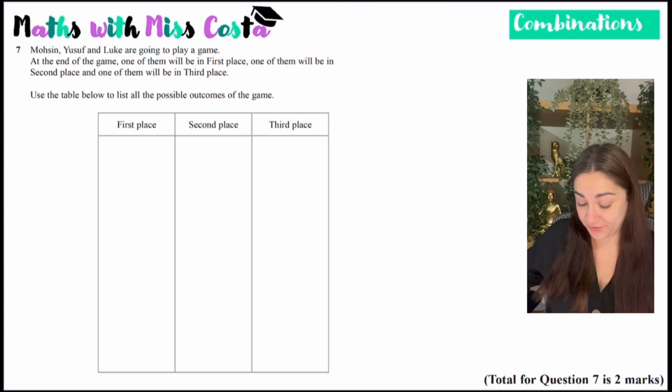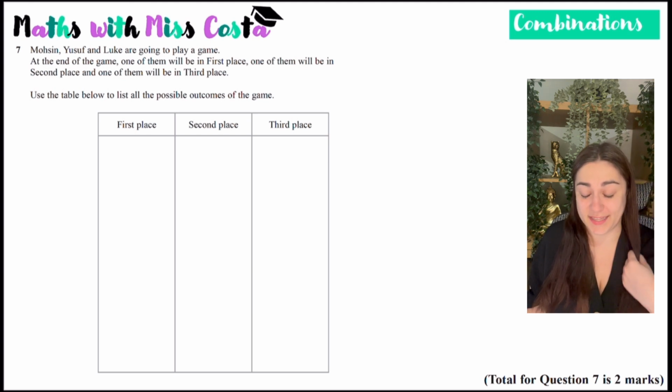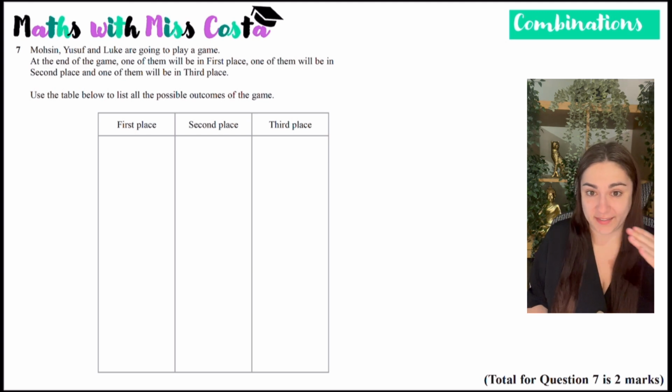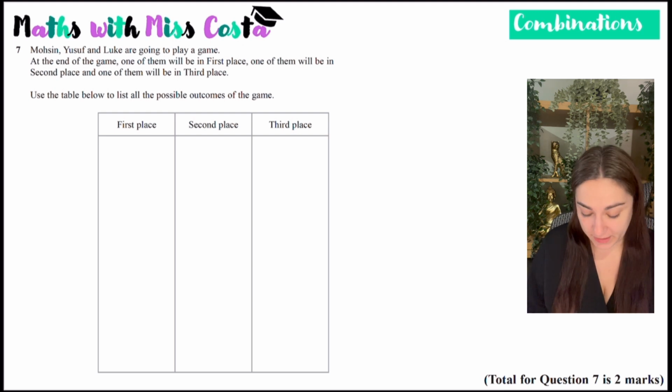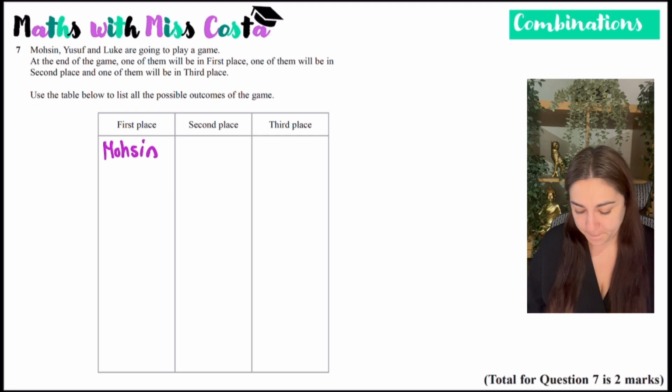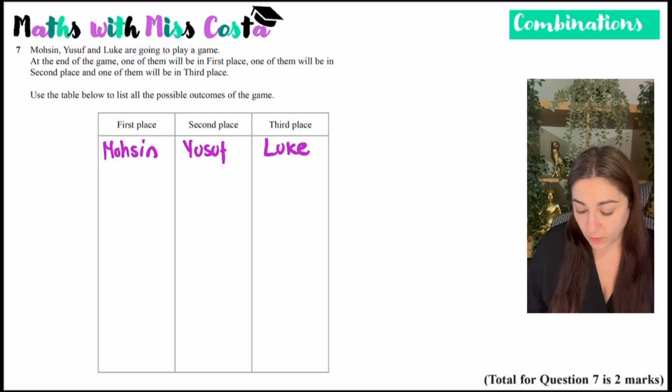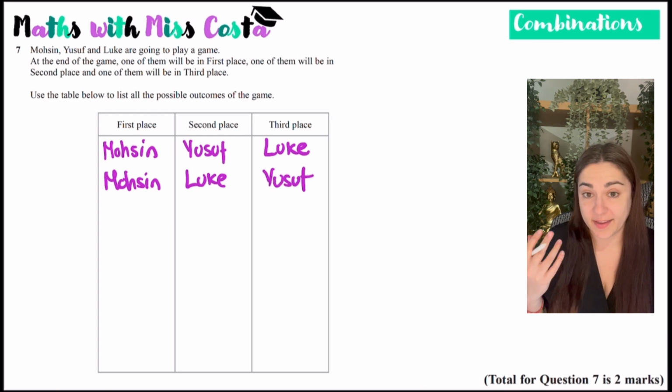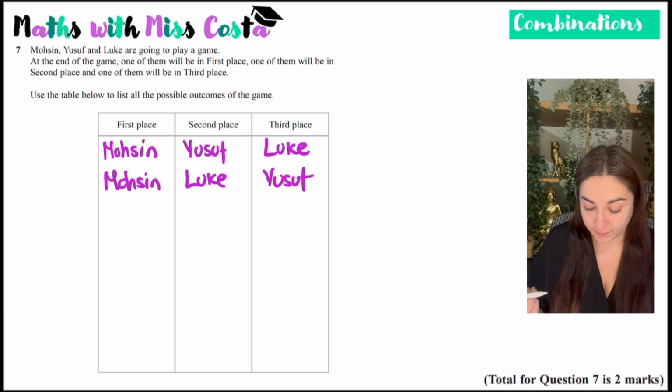Okay, next I've got a combinations question. So the really important thing to do here is to pick one thing. So in this case, we're talking about people. So if we pick Mohsin, and if he comes in first place, then Yusuf could come in second, or he could come in third place. So start with Mohsin, and then I'm going to write Yusuf and Luke, or Mohsin could come in first and Luke could come in second. So then Yusuf would come third. So they're the only possible combinations. If Mohsin comes first, the other two can either come second or third.